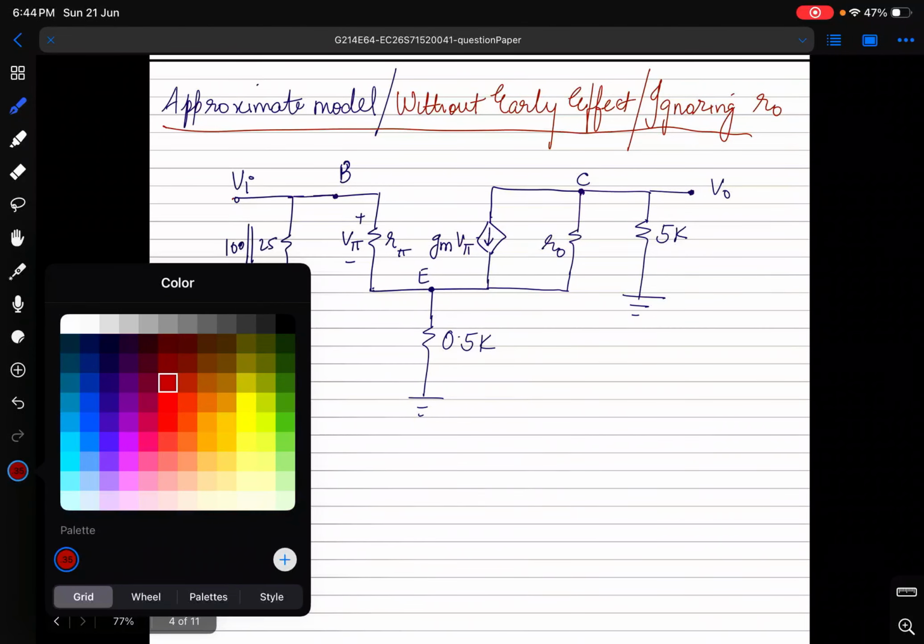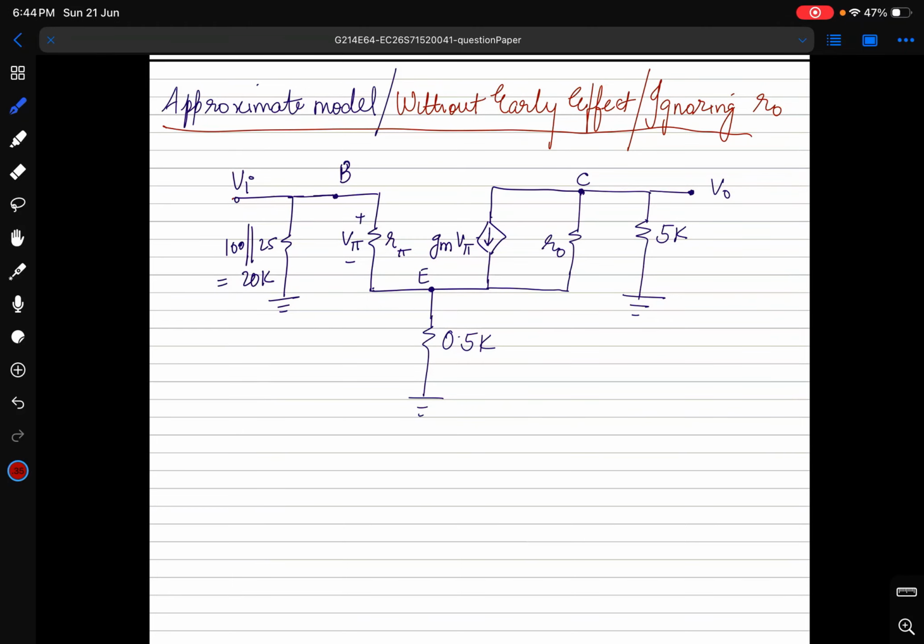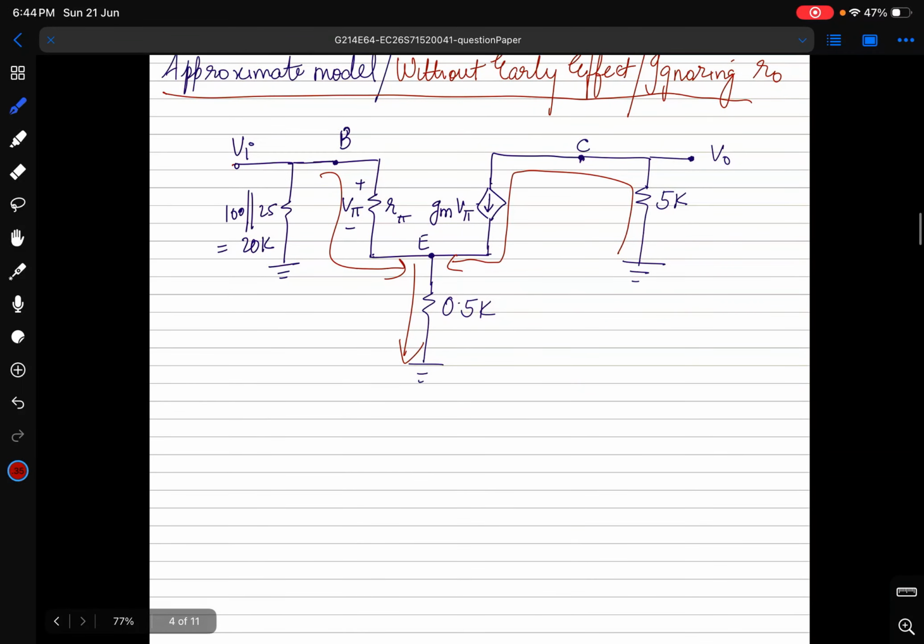But first, you can see that in this circuit, if I ignore the early effect, then this R0 resistance gets eliminated. So this R0 I have removed. So you can clearly see that there are only 3 branches now. This is the first branch, this is the second branch, and this is the combined third branch. So only 3 branches, 3 equations we can solve and find the answer.